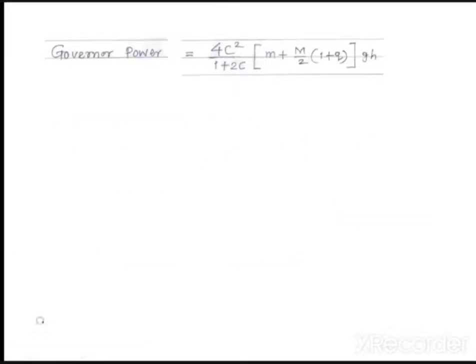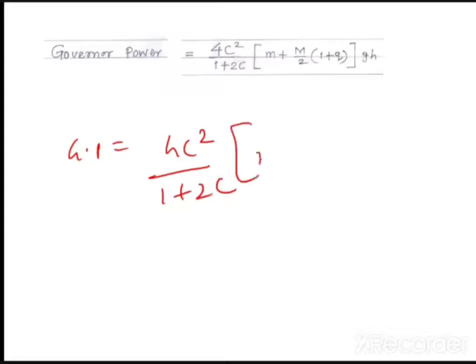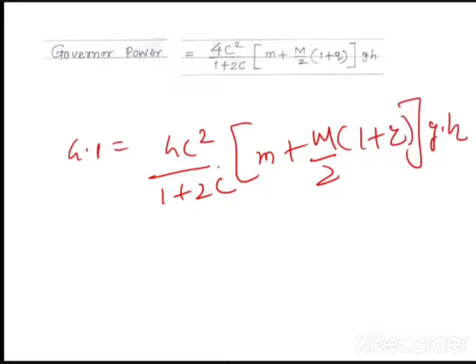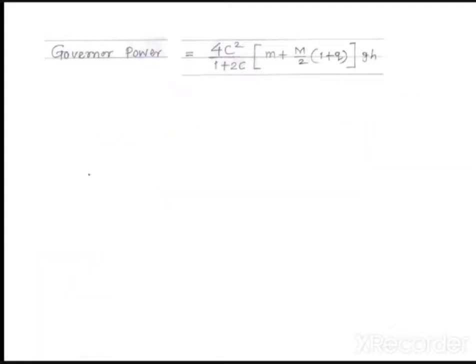So after derivation, I am getting one more formula, which is nothing but governor power is equal to 4c square plus 1 2c upon small m plus capital M by 2 1 plus q into g into h. This formula is also mentioned in my notes after doing a long derivation. You can go through it and you will get this formula, but you have to remember this formula. Have you understood this? So remember, you have to remember this formula.